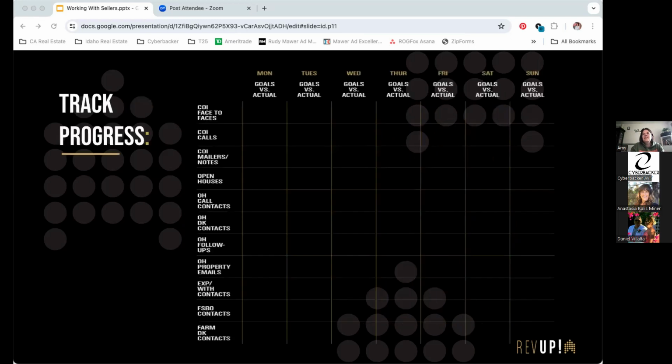Fabulous. In addition to that, we want to make sure that we track our progress. We want to know how many doors do we have to knock on? How many numbers do we have to call? How many database numbers do we have to talk to in order to get those 10 conversations or in order to book that one appointment? How many open houses do we have to host, right? So whatever your lead gen method is, we're going to track it. We're always going to have a goal and we're going to track it against that goal.